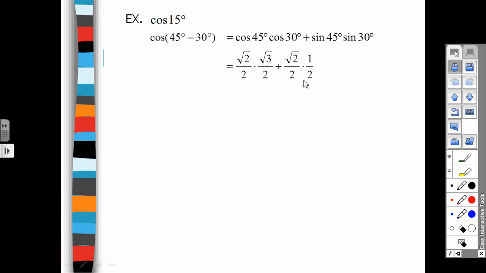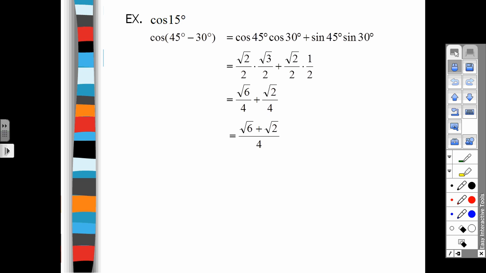So once we've plugged those in, now we just have to simplify. So if we multiply these together, we're going to get root 6 over 4. Multiply those together, we get root 2 over 4. And if we really wanted to be particular, we could combine it and make it 1 fraction. And sometimes people like to factor out the 1/4. It's really up to you.